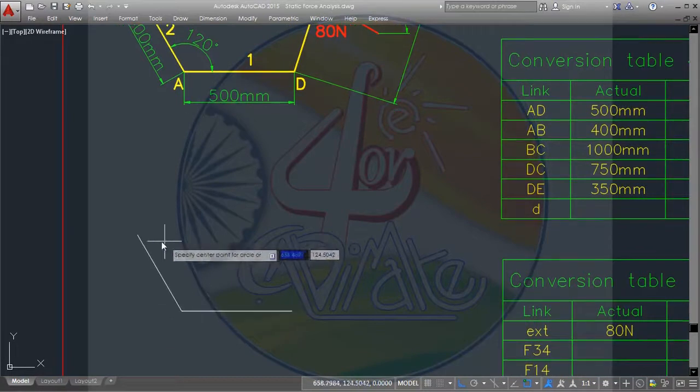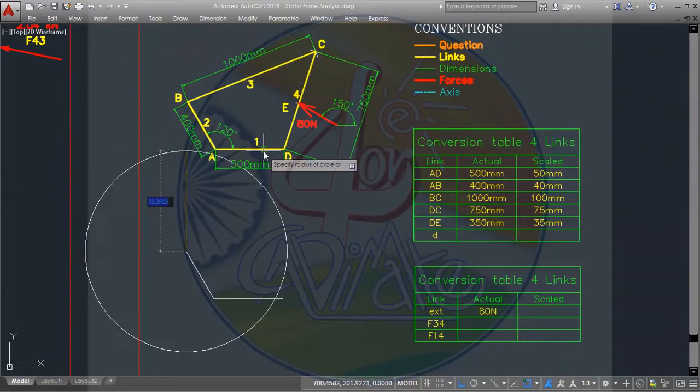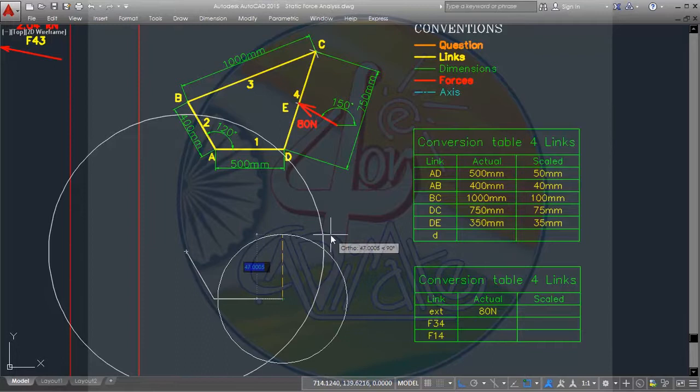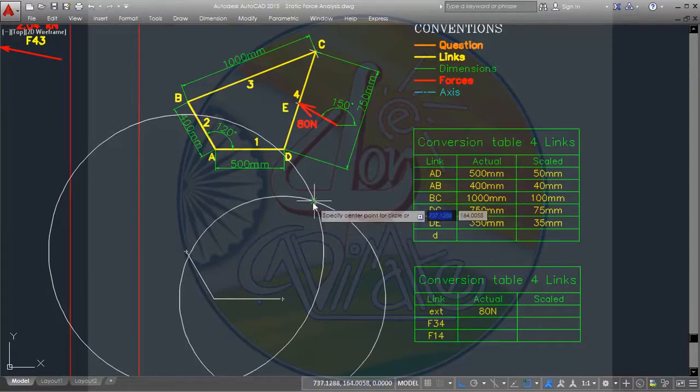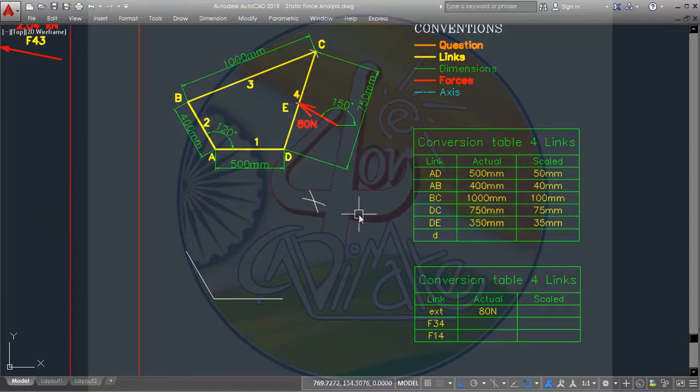Okay. Next, from this point we need a circle of radius 100. Then from this end CD length is 750. Oh, sorry. We just have to draw 75, no? 75. So we just need this intersection point. We don't need anything else. Fine. We got the intersection point. Now joining this will give us the current position of the link.